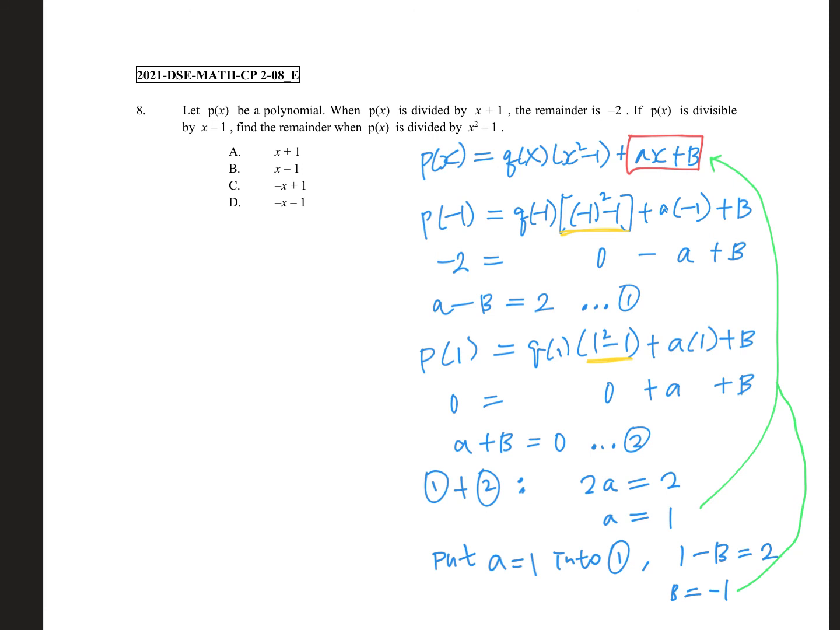So with a equals 1 and b equals negative 1, the correct option would be option B. And then the problem is done.